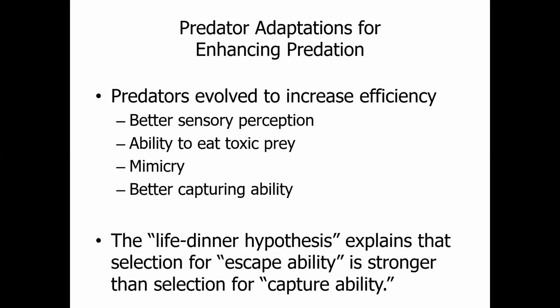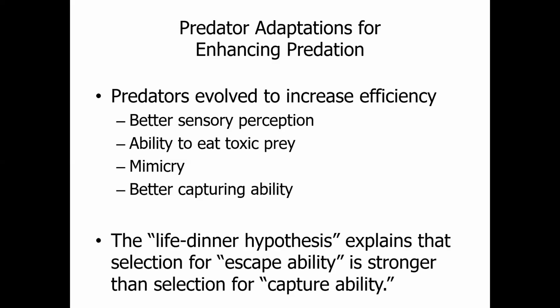However, even though predators also have evolutions to increase their efficiency to get prey, there is what's referred to as the life dinner hypothesis. What this hypothesis basically tells us is that the escape ability, or the ability of the prey to get away from the predator, is actually stronger than the selection for the capture ability. So natural selection actually favors the prey and not the predator. Even though predators will still evolve abilities to catch prey, ultimately the prey is going to have the better chance.